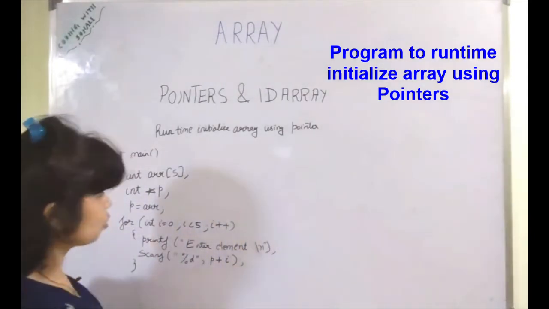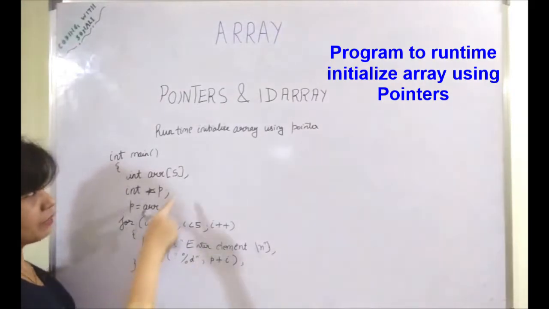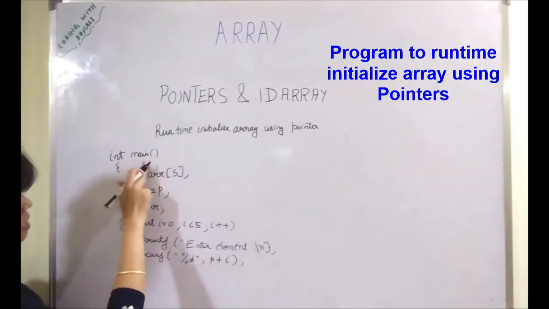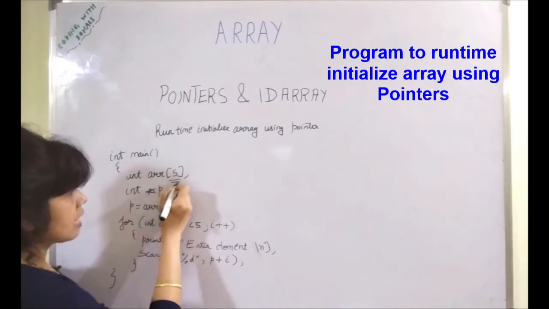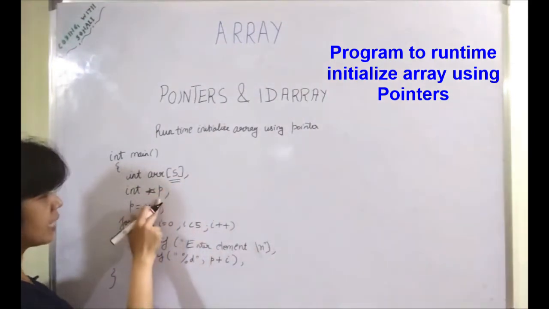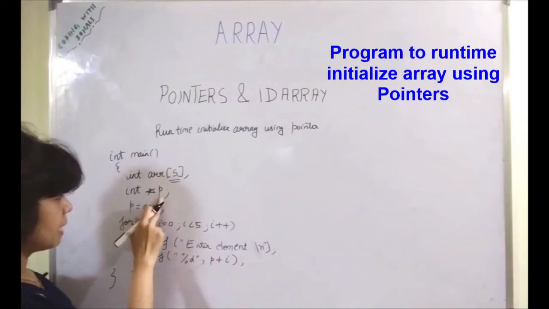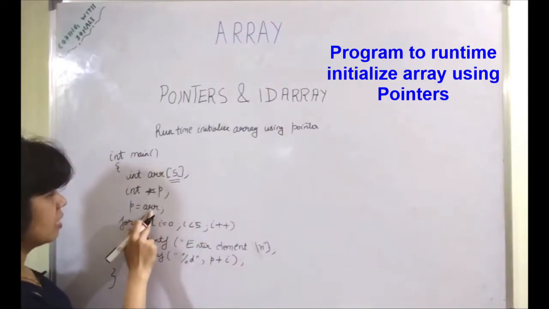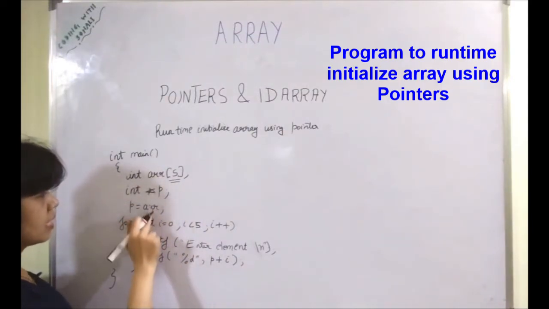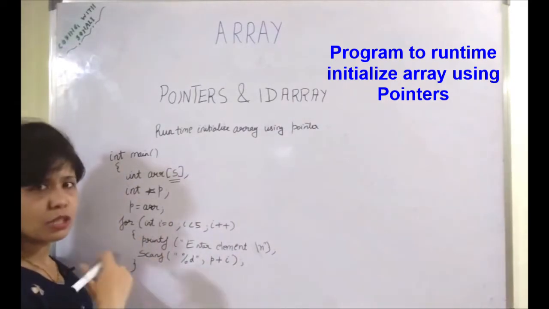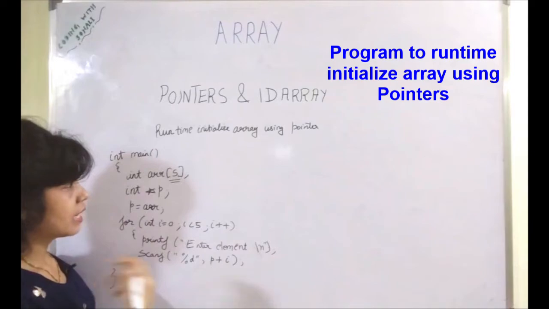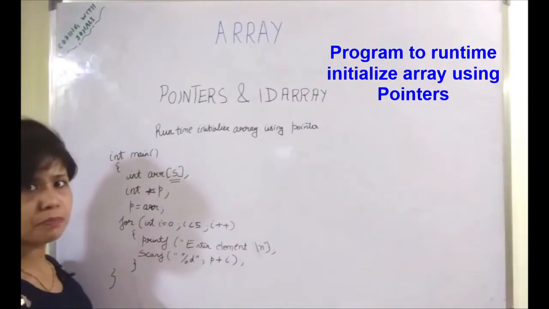We will be seeing how to write a program in C language for runtime initialization. So you can see this is a main function. We are declaring the array and we are giving the size as 5. Then we are taking a pointer by the name p, and this pointer is pointing to this array itself. Then what we are doing? We are taking a for loop. So at runtime we will ask the user to enter the value and we will be filling it in the array.